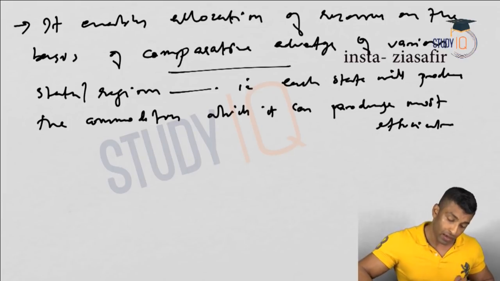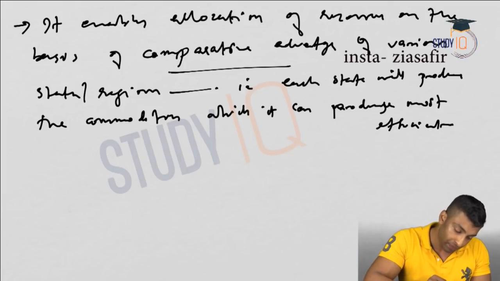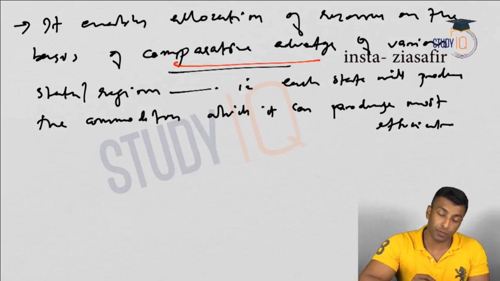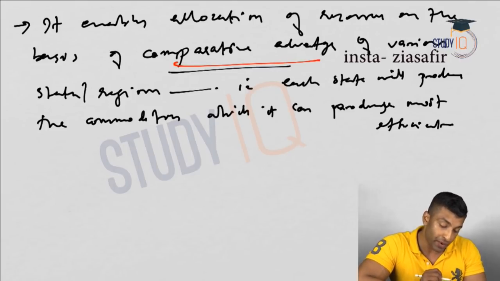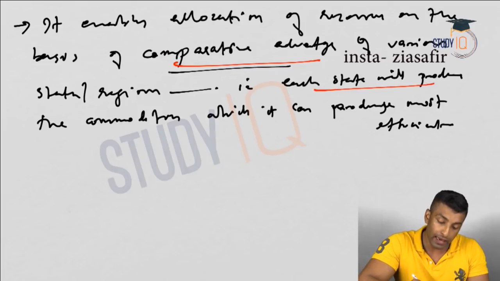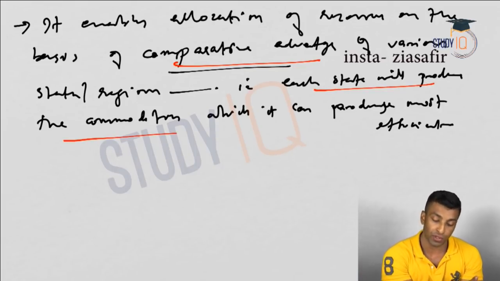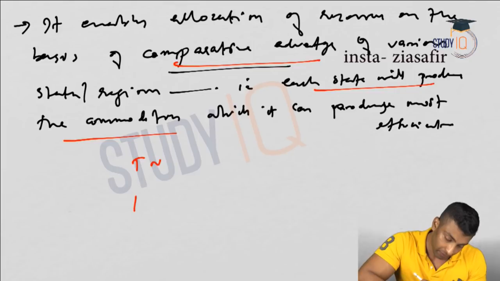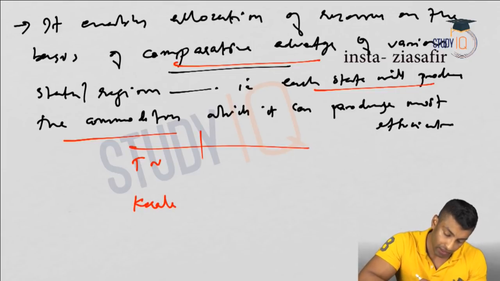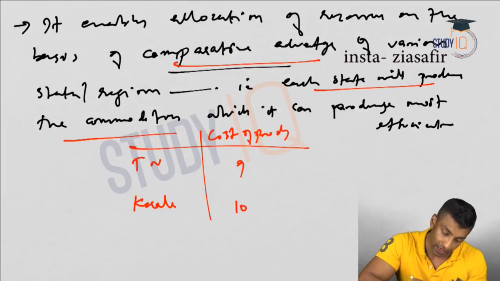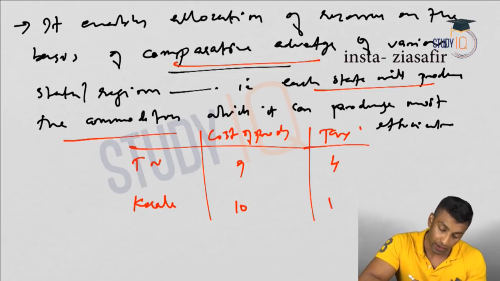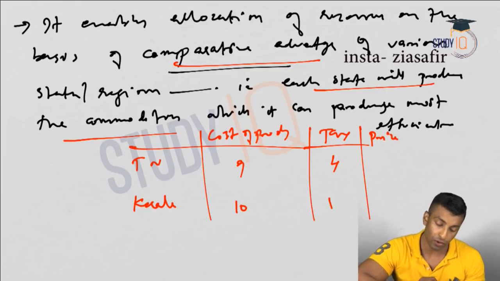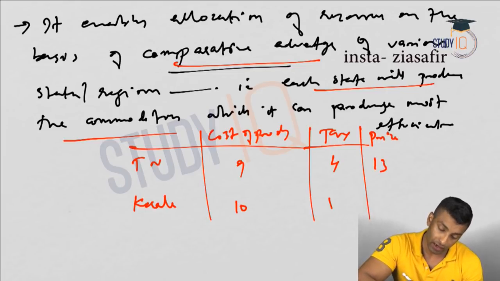Now how is it actually going to happen? What do you mean by this comparative advantage? It enables allocation of resources on the basis of comparative advantage of various states or regions. That is, each state will produce the commodities which it can produce in the most efficient manner. So let's consider two states, Tamil Nadu and Kerala. Let's say the cost of production in Tamil Nadu is 9 rupees and in Kerala it is 10 rupees. Now the tax in Tamil Nadu is 4 and in Kerala it is 1. So the ultimate price will be the cost price plus taxes. So this is 13 and this is 11.